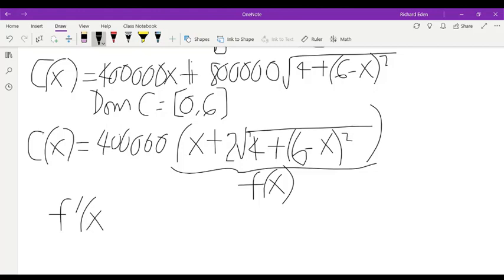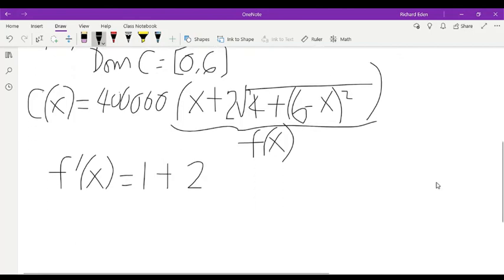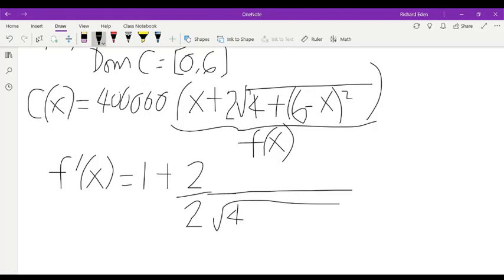You have 1 plus, so you have 2 there, and then the radical is an expression raised to the power 1/2, so you have 2 in the denominator. Then your exponent becomes negative 1/2, so that just brings the radical to the denominator. 4 plus the square of 6 minus x.